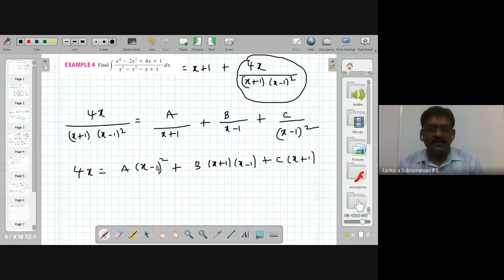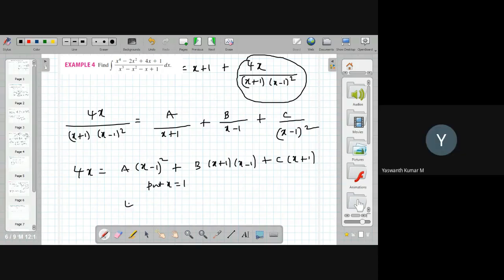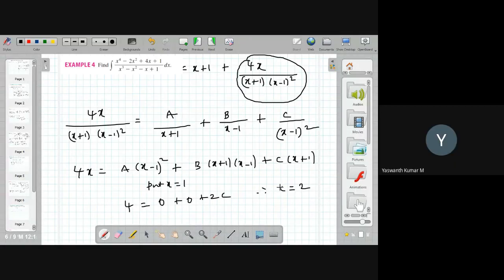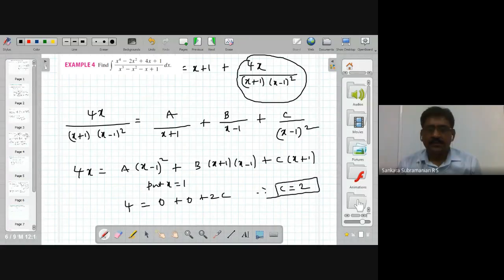Now I want to make the x minus 1 term become 0, so I put x equal to 1. So 4 equals: this term is 0, this term becomes 0, and this term becomes 2C, 1 plus 1, 2C. So therefore C is equal to 4 by 2. Is it 1 by 2 or 2? 2, sir. Yes, 2C equals 4, so therefore C is 2.